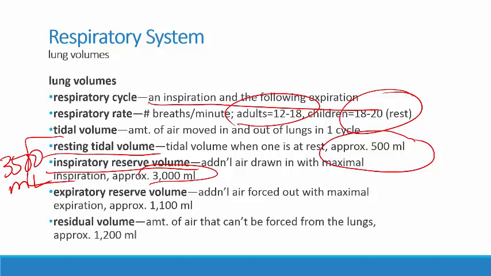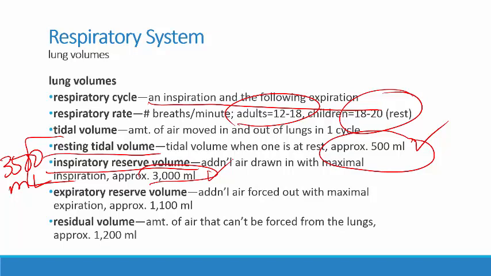milliliters. So that's 3.5 liters of air that we can breathe in when we do a maximal inhalation. So it's the resting tidal volume plus the inspiratory reserve volume.